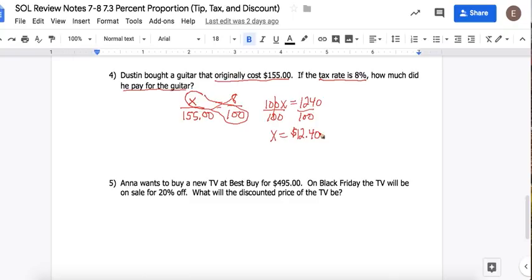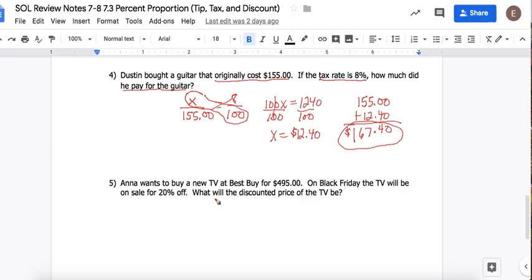That's just the tax. So now we have to know how much he paid for the guitar. So now I have an extra step. So 155 plus $12.40. 0 plus 0 is 0. 0 plus 4 is 4. Bring the decimal straight down. 5 plus 2 is 7. 5 plus 1 is 6. And 1 plus nothing is 1. So $167.40 is how much he would pay for the guitar.